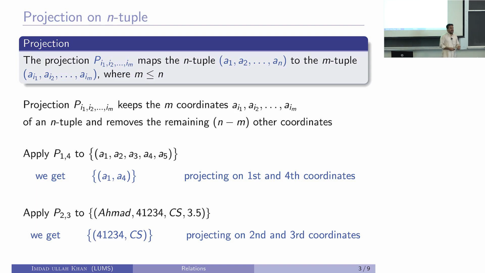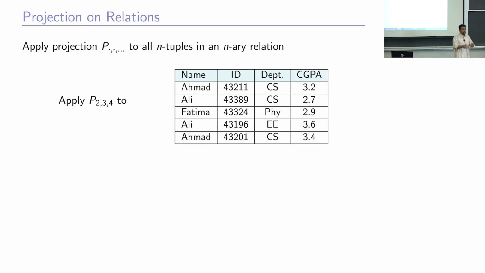Now, we applied projection to one tuple, right? One n-tuple, one k-tuple or whatever it is. We can apply it to multiple simultaneously, right? Think of the relation as a table. Then it will just be keeping a few columns and discarding the remaining columns. So if we apply a projection P234 to this relation, it is a set of ordered 4-tuples, right? We applied the projection to one 4-tuple, but now it's a collection of many 4-tuples.